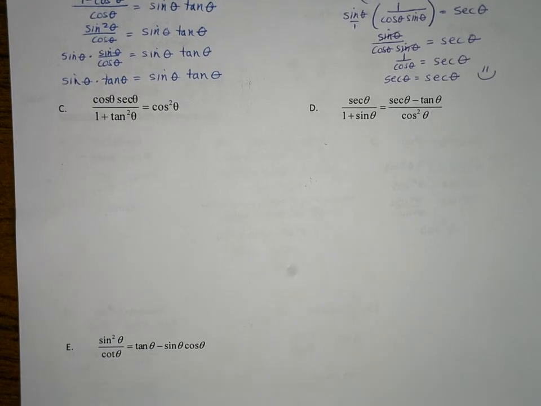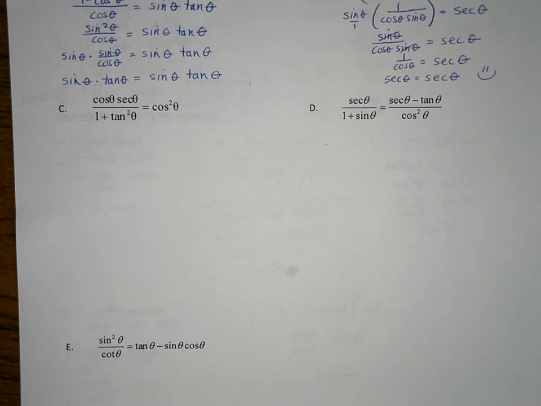All right, looking a little bit different in C. This is a great one. Cosine secant over 1 plus tangent squared equals cosine squared. All right, which side are you working on? The left. The left is uglier than the right, no doubt about it. So let's take a look over there on the left. You've got cosine secant over 1 plus tangent squared.